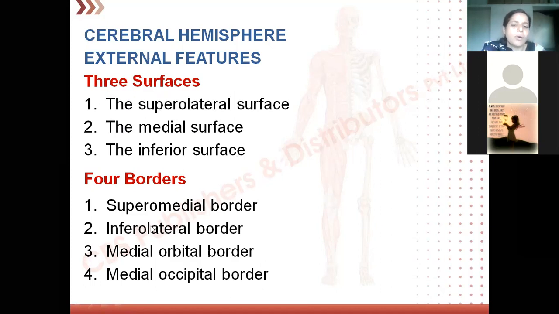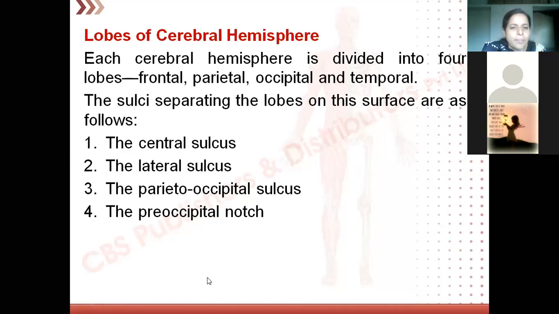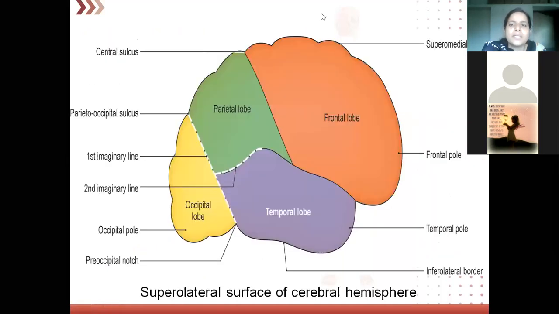Then it has four borders. It has the superomedial border which is towards the falx cerebri area. Falx cerebri, I told you, is a fold of dura mater dipping between the two cerebral hemispheres. So we have the superomedial border, inferolateral border, then the medial orbital border and medial occipital border. Okay. So in order to explain these borders, I'll take you to one more PowerPoint which is equally good.